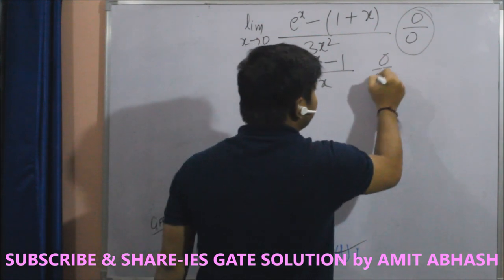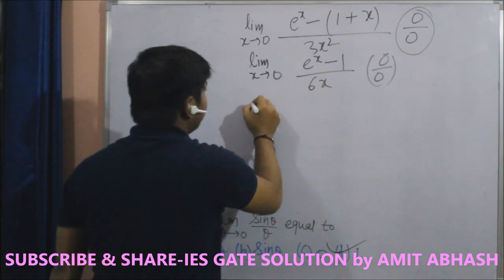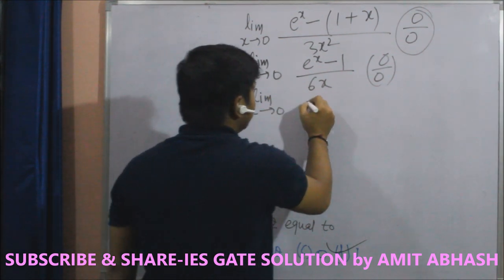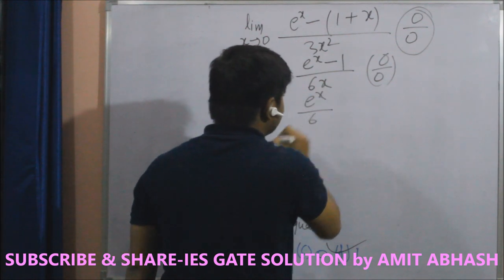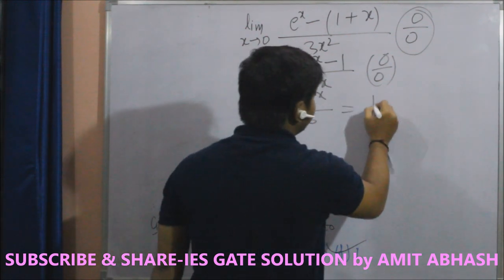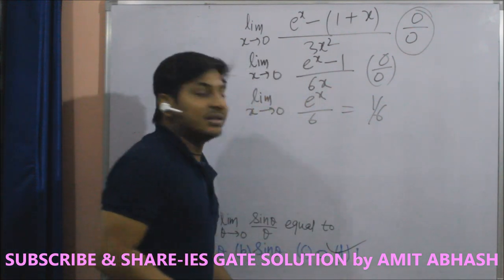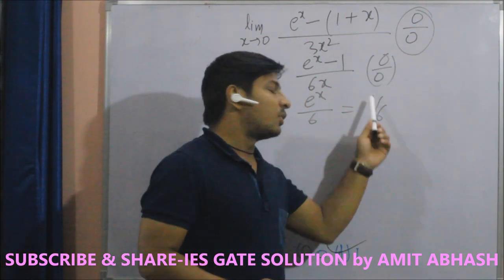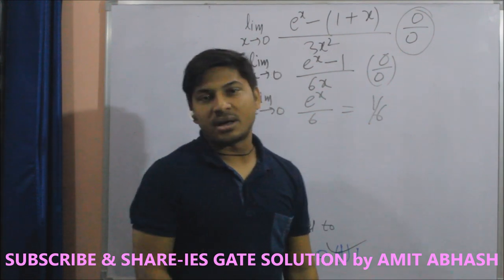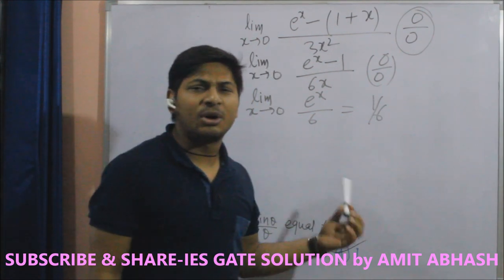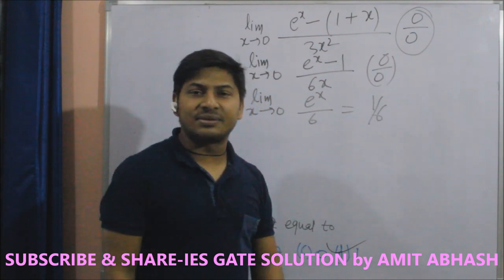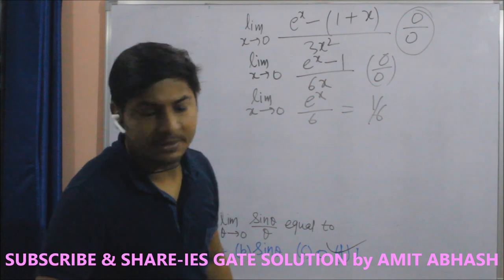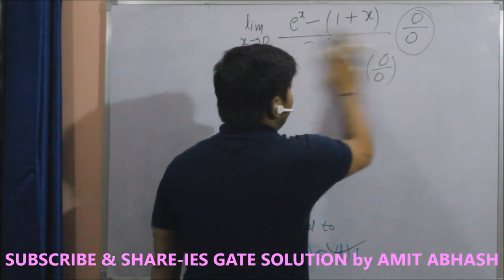Again this is forming 0 by 0, which means again we need to differentiate it. This is limit x tends to 0, e to the power x upon 6. Now if you put the value, we are getting 1 by 6, which is a determinate form. This means this is the answer. The 1 by 6 is the right answer. It was in the option, we have not written the options. Just 1 by 6 will be the answer. So you have to approach such questions like this. Okay? This one is done.